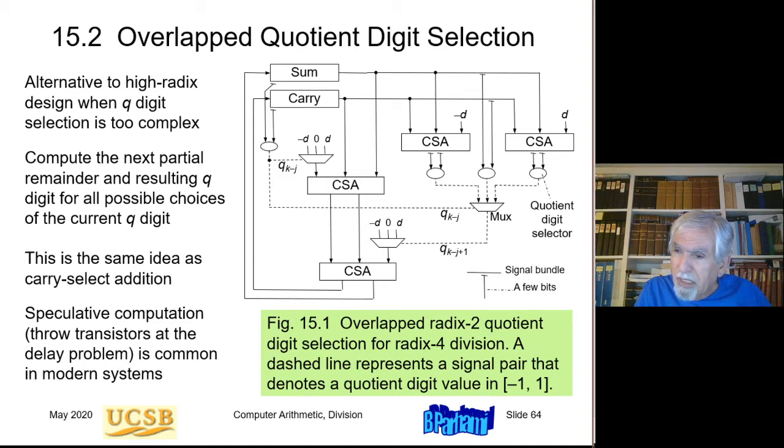And of course, in the extreme, I can unroll this completely and determine all of the quotient digits at once, but then the complexity will be huge because it grows exponentially. So this is practical, perhaps for up to radix 8, not any further.